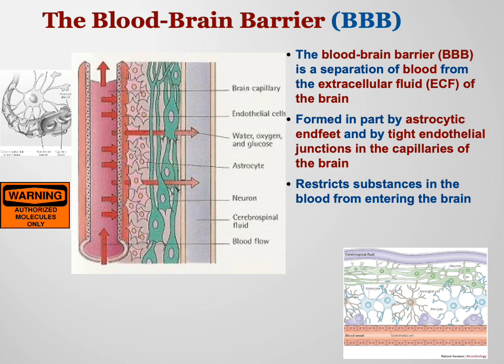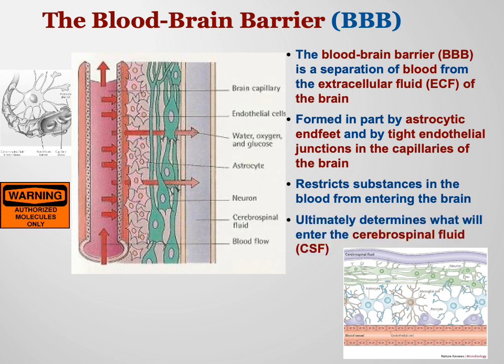It restricts substances in the blood from getting into the brain. Only certain things are going to be able to get in, all right? This ultimately determines what's going to be available in the cerebrospinal fluid. The CSF is what then flows through the brain and supplies nutrients and so on, and carries waste products away. So the blood-brain barrier determines what gets into the CSF.